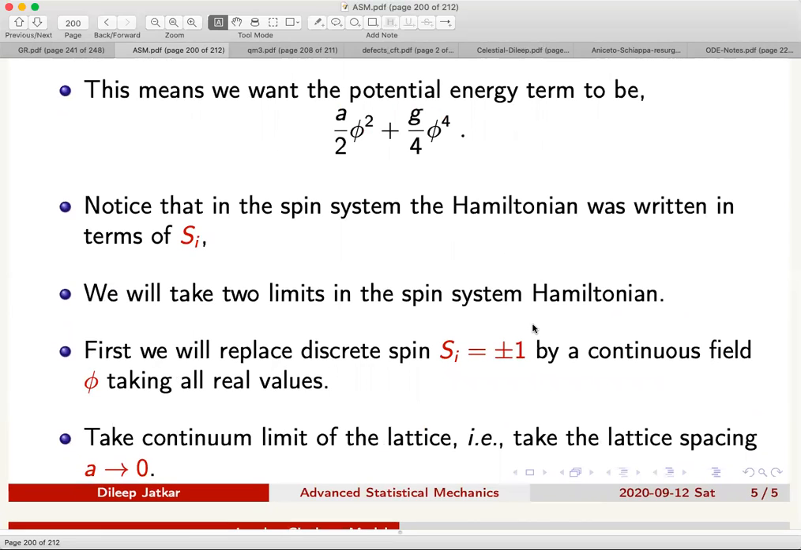So here's the other aspect of the coarse graining. In the spin system, the Hamiltonian was written in terms of the spin degrees of freedom, which will take plus or minus 1 values. What we will do is replace this discrete degree of freedom by a continuous field. In this particular case, phi will be treated as a real field, and therefore it will take all real values. So we have not only replaced the discrete values of the spin, but we have liberated it to take all real values. That is another coarse graining that one does.